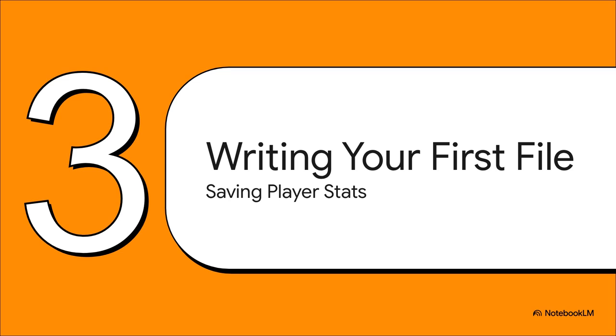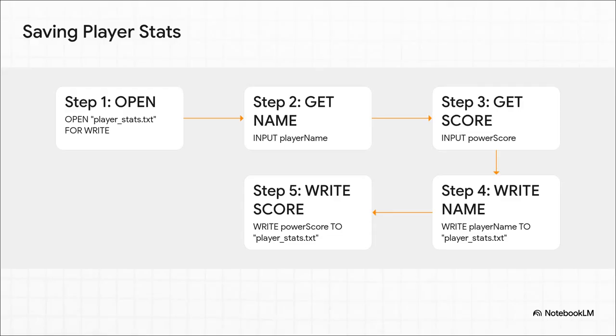Okay, you ready? Time to learn our very first essential skill, writing to a file. We're going to practice by saving some player stats for a game, kind of like something you'd see in a cool adventure game. Now, I know this might look a little technical, but it's really just a simple recipe. First, we tell the computer to open a file called player_stats.txt and get it ready for writing. Then, we just ask the user for their name and score. And finally, this is the magic part. We tell it to write that name and that score directly into the file. And just like that, the data is saved forever.